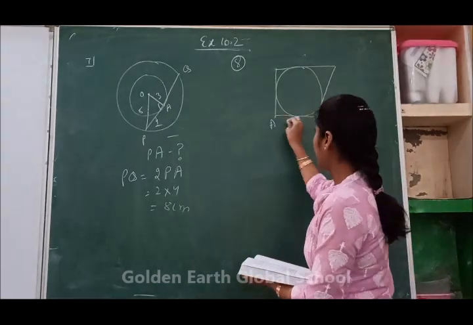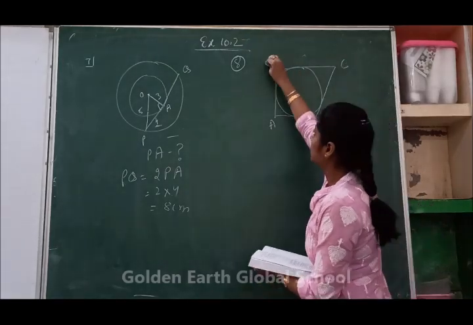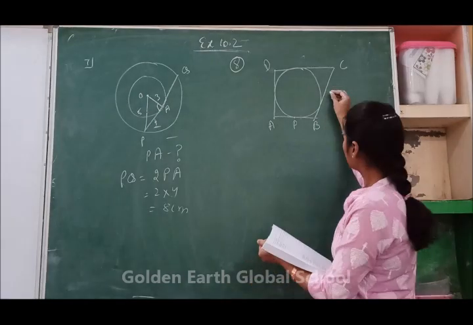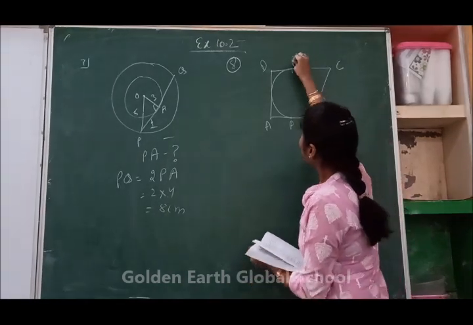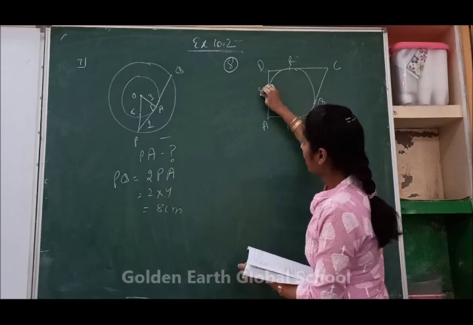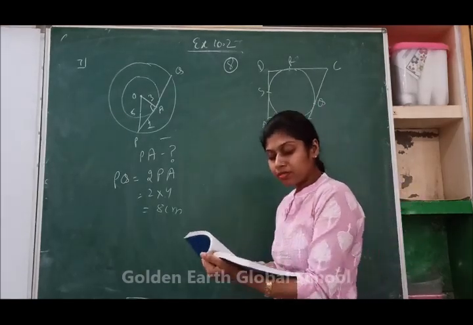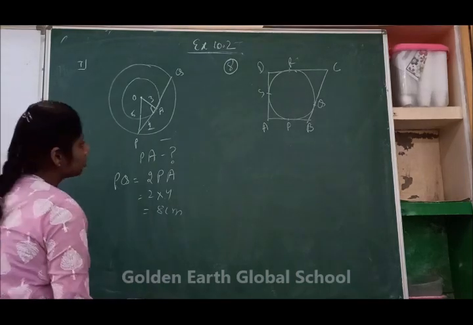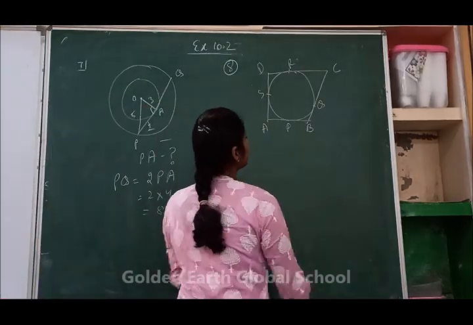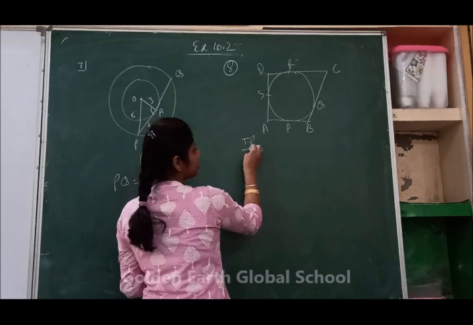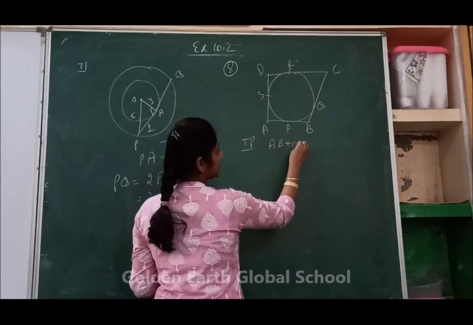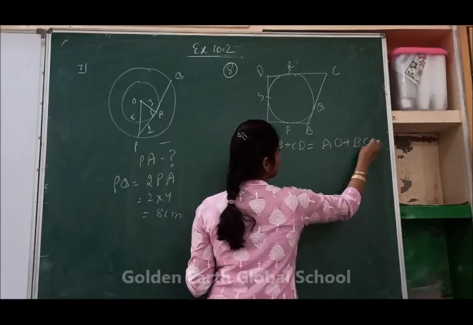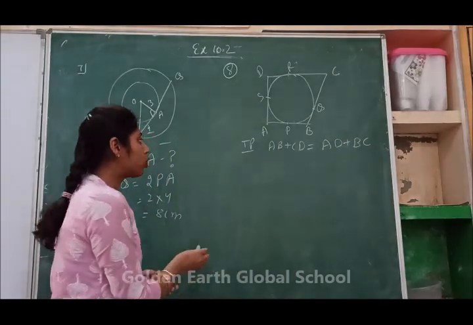Quadrilateral is A, B, C, D. Points of contact P, Q, R, and S. What we have to prove? Sum of the opposite sides of the quadrilateral is equal to the sum of the other two sides. Means to say, to prove करना है इसमें AB plus CD is equal to AD plus BC. Clear? How we will prove it?